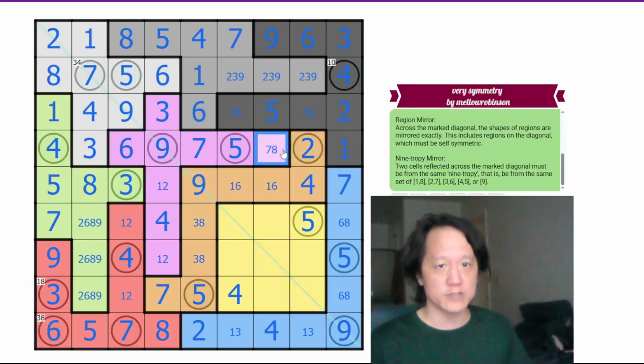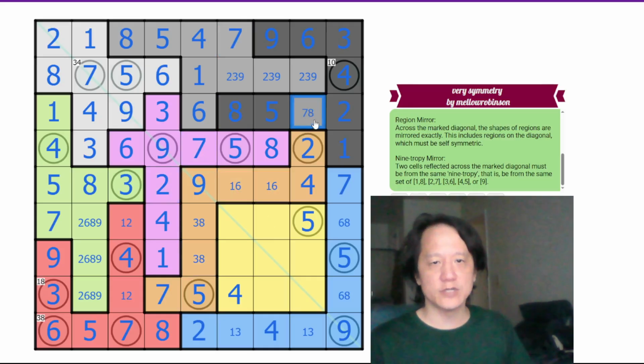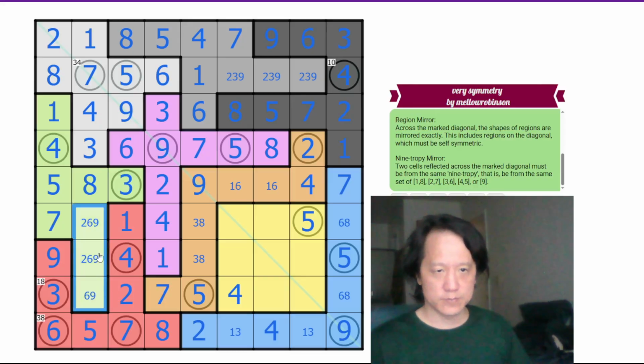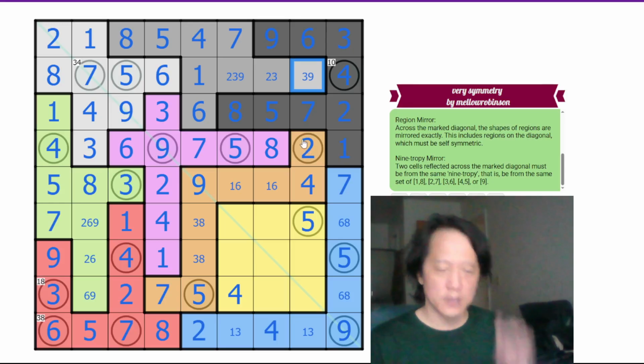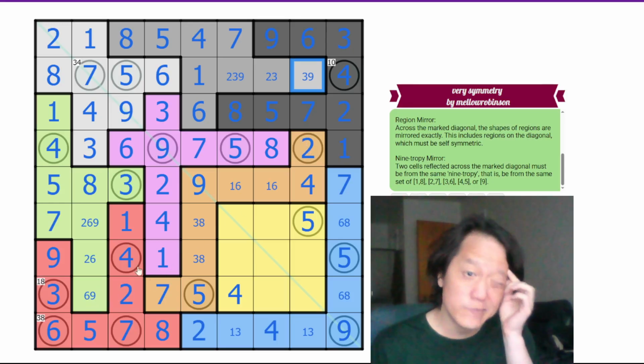It's 7, which makes that 8. 7 corresponds to the 2, which makes that 1 there. 7 eliminates 7 here, so that's 8 and 7. 8 corresponds with 1, 7 corresponds with 2. No more 8s here. No more 2 here. No more 9 here. No more 9 here. 2 eliminates 2 here. That's fine.